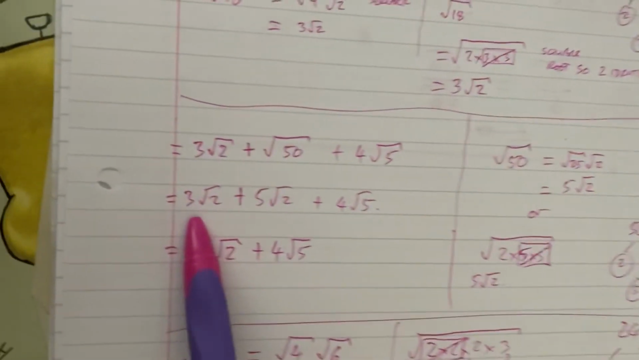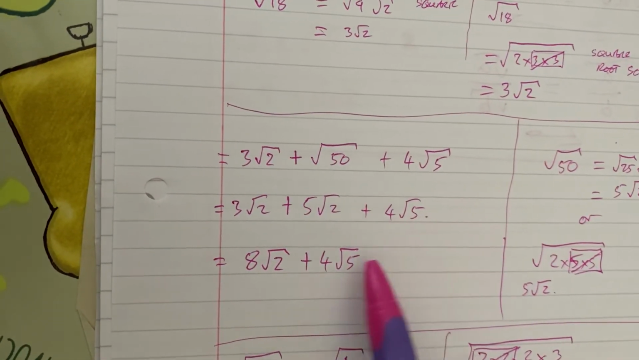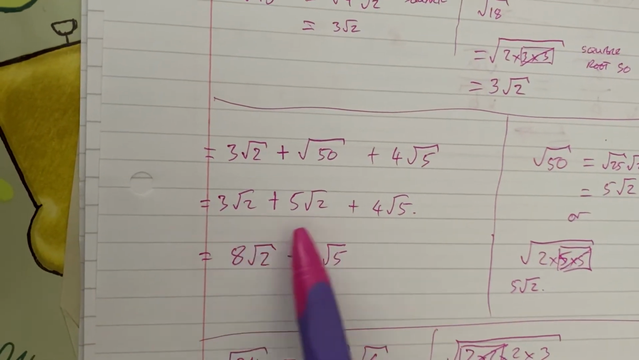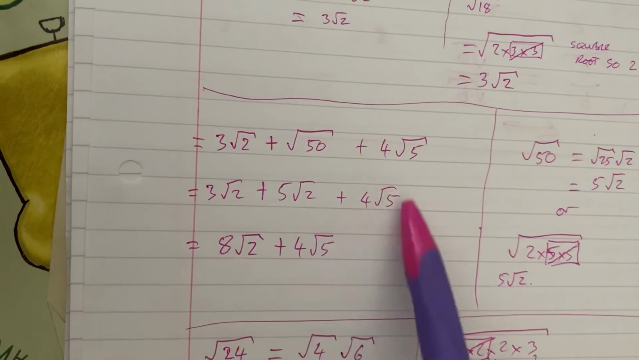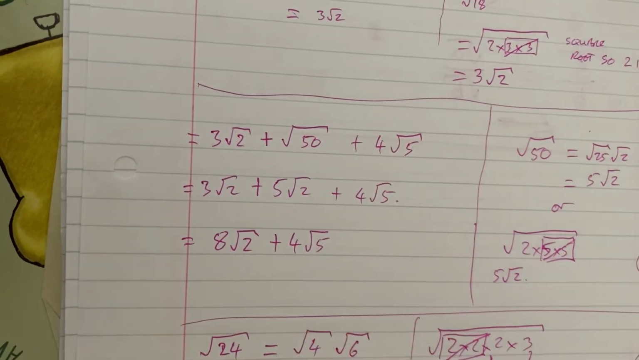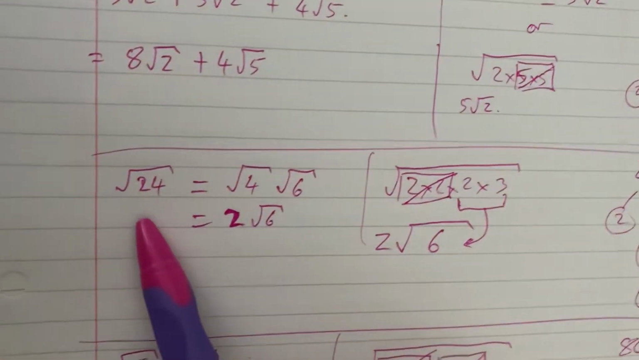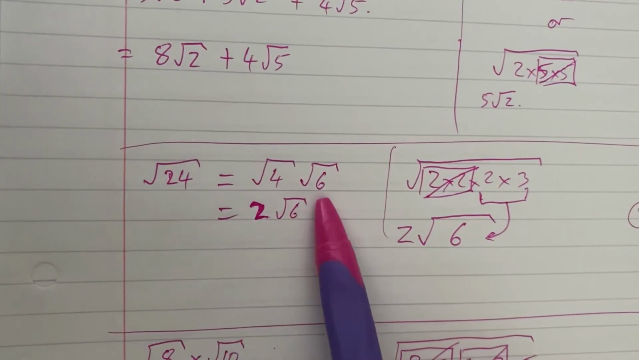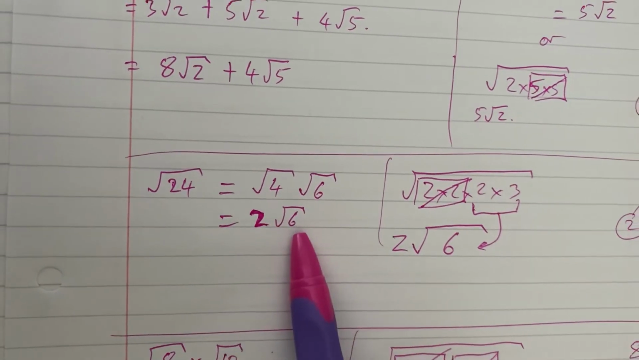So going back over here, 3 root 2 plus 5 root 2 plus 4 root 5. Well, these two we can add together because they're both root 2s. So 3 root 2 add 5 root 2 is 8 root 2. This one, we haven't got another root 5, so it just stays as 4 root 5. This one, square root 24, 4 times 6. So square root 4 is 2, so it's 2 root 6.